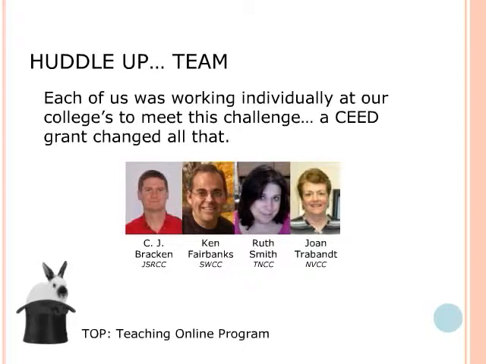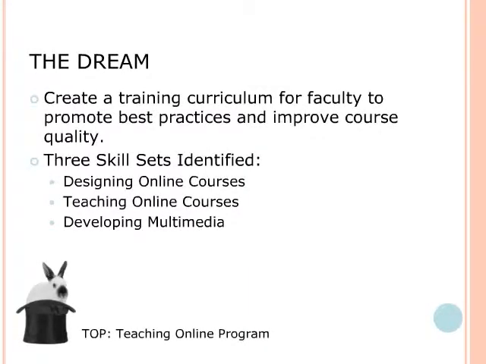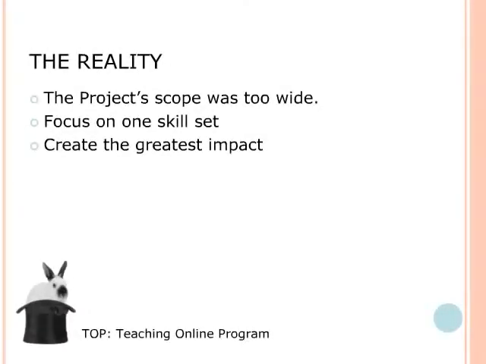Our seed grant application was approved, and by November, we were putting all our ideas on the table. The initial dream was to create a training curriculum for faculty that would promote best practices and thus improve course quality. We identified three key areas: designing online courses, teaching online courses, and developing multimedia in support of online courses. Ultimately, we realized that the scope of our project was too wide given the monetary and time constraints of a single seed grant. We decided to focus on improving just one skill set.